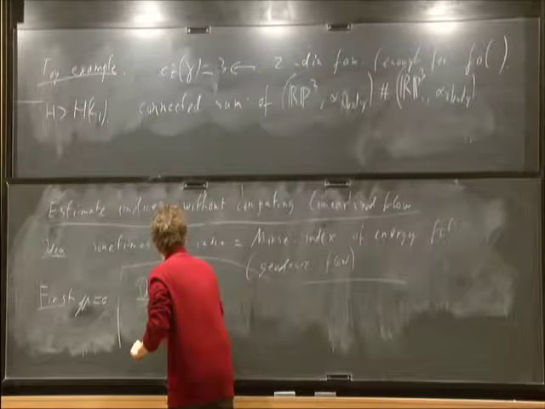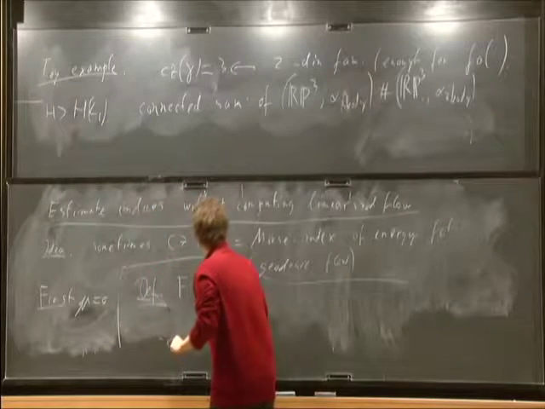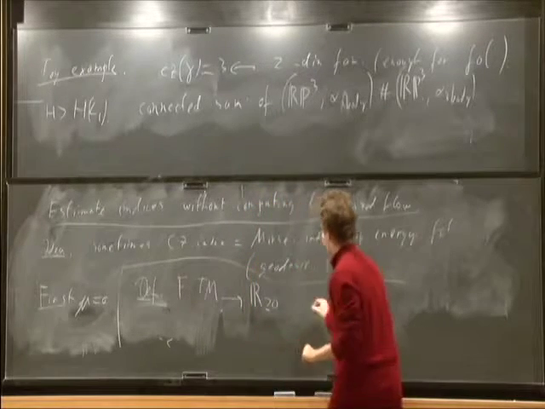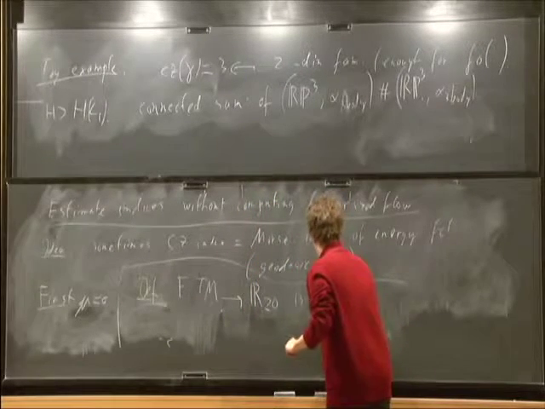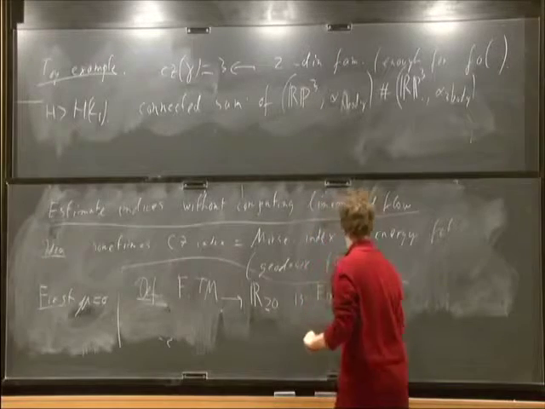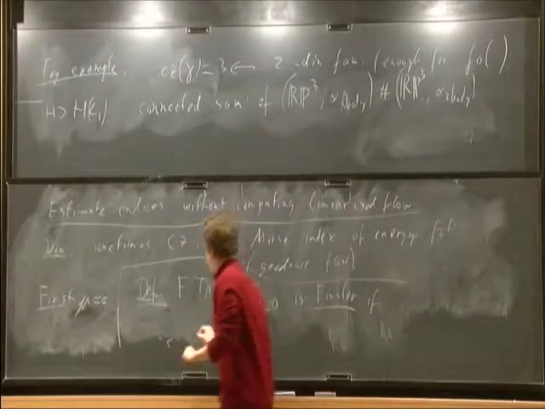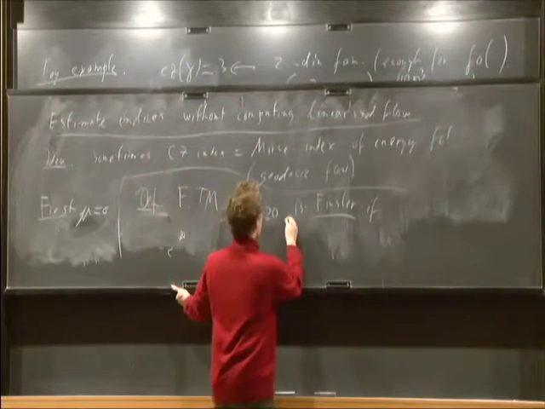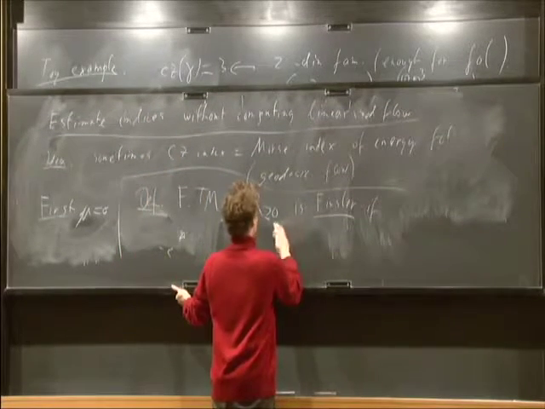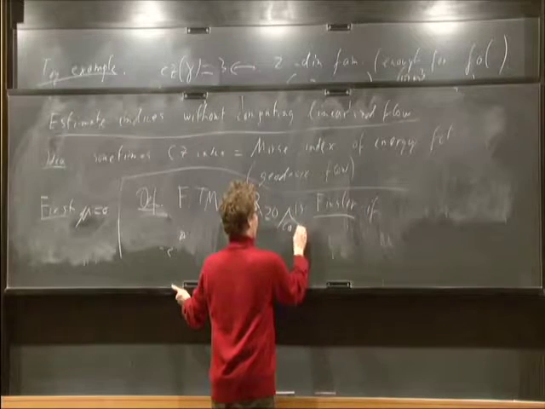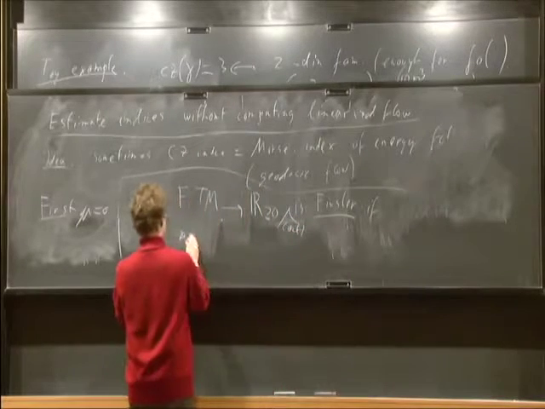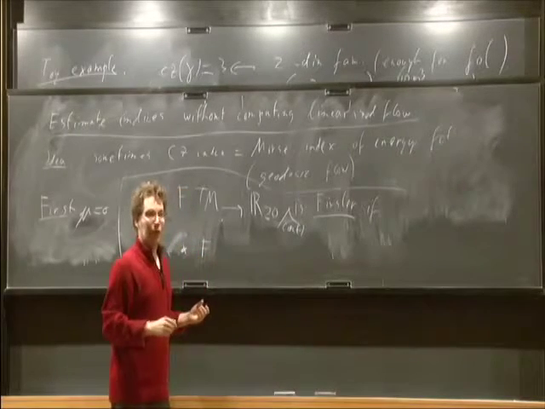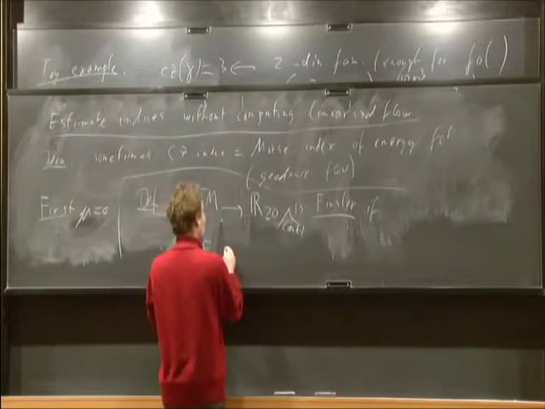Definition. So a continuous function from the tangent bundle to the non-negative numbers is Finsler if the following three conditions hold. So first of all, on the complement of the zero section, it's smooth. It's a smooth positive function.